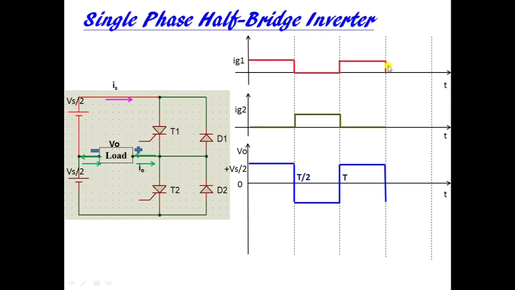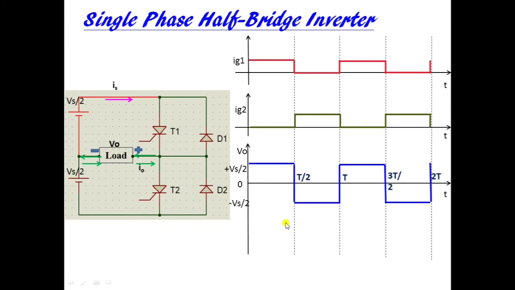Then when the gate trigger pulse is 0, thyristor T1 will turn off. Again thyristor T2 is turned on by giving a gate trigger pulse at its gate terminal, and now the output voltage will be minus Vs by 2. So this cycle keeps on repeating. You get here an output voltage which is alternating in nature. This is plus Vs by 2 magnitude. This is minus Vs by 2 magnitude.